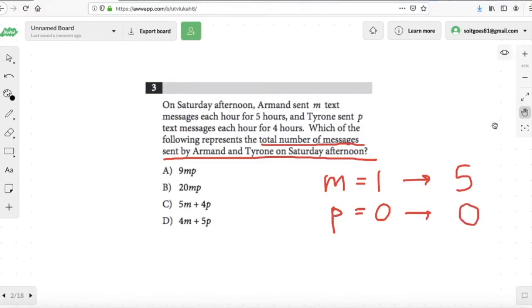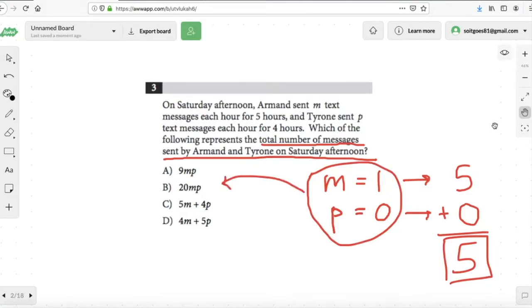And the question is asking us which of the following represents the total number of messages they sent on a Saturday afternoon. So could you tell me what's the total number of messages they sent on this Saturday afternoon? We're just adding them. 5. 5, absolutely, right? Does that make sense? We know if m is 1 and p is 0, the total number of messages sent is 5. Any questions about that? No, okay. Now, how do we find the right answer? Well, we know m is 1 and p is 0. In this situation, we set those values. So all we got to do is take those values, plug them into the answer choices, and the correct answer choice has to give us 5. Does that make sense why? Mm-hmm. Great, let's do it.